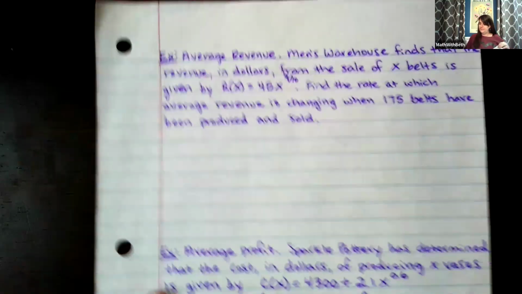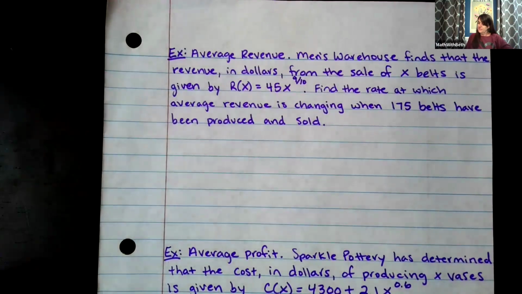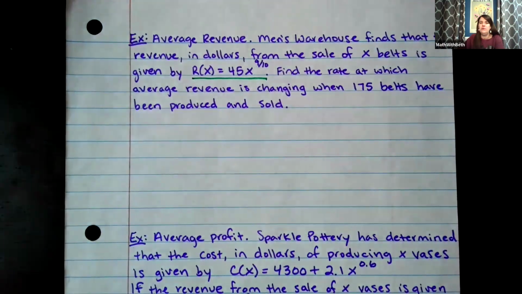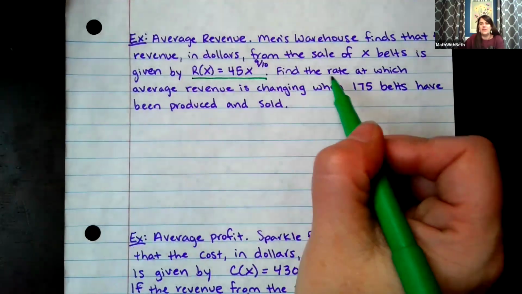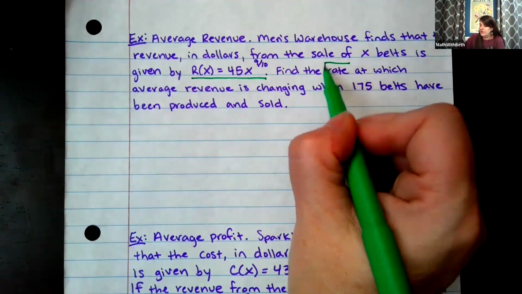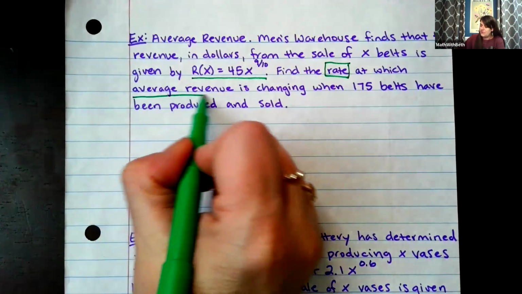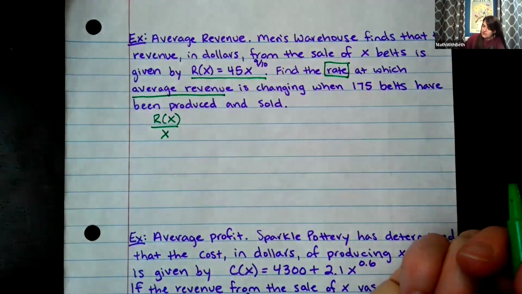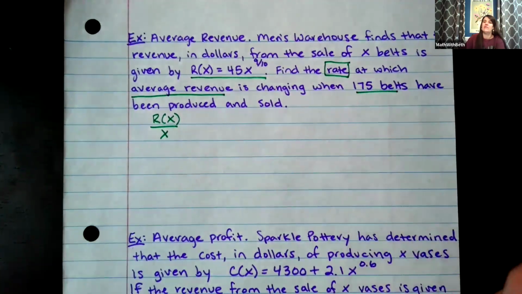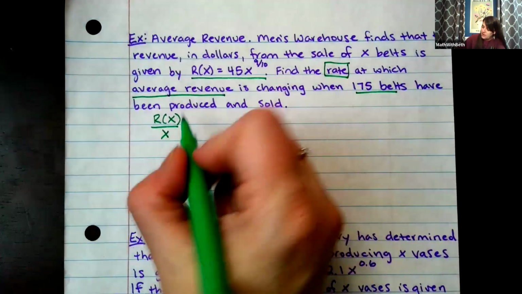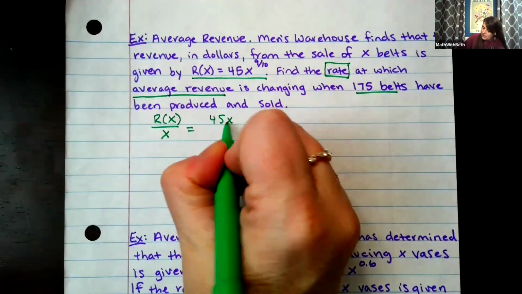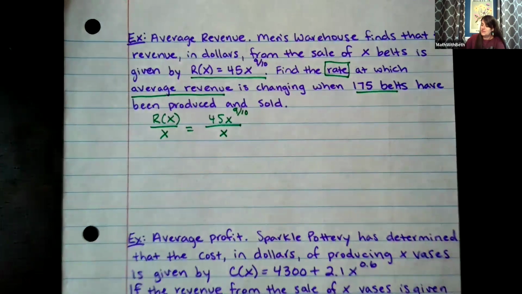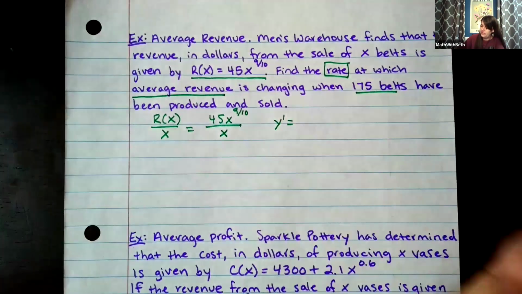Average revenue. So this time I have an equation for revenue, and they want me to find the rate again, which hints for derivative, at which the average revenue, which means I have to do this first, is changing again when we have 175 belts. So first step, make my equation for average revenue. Second step, find the derivative of that.